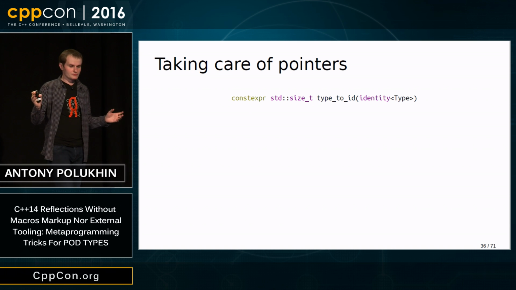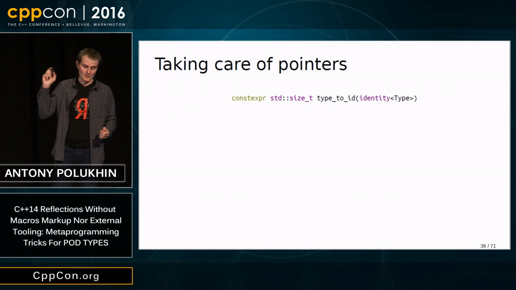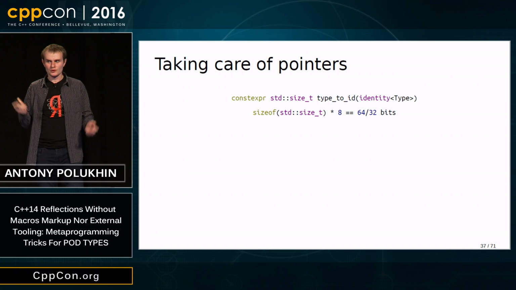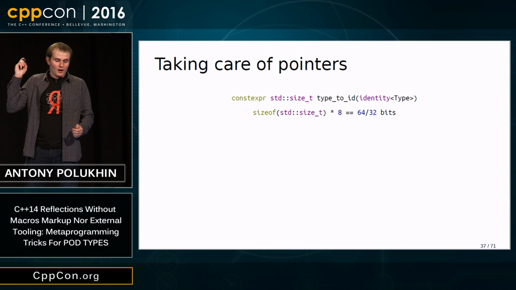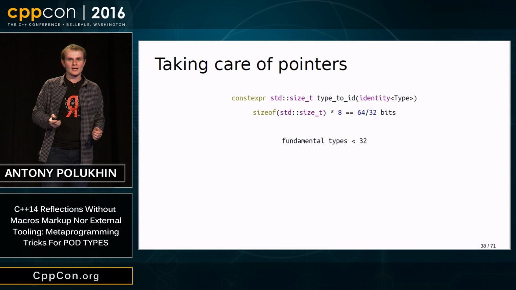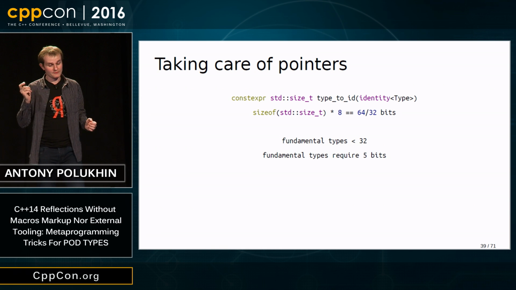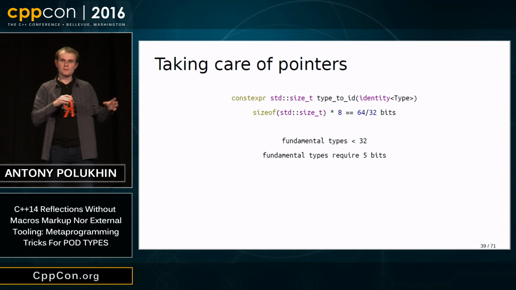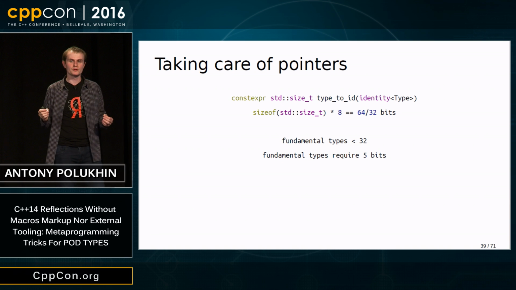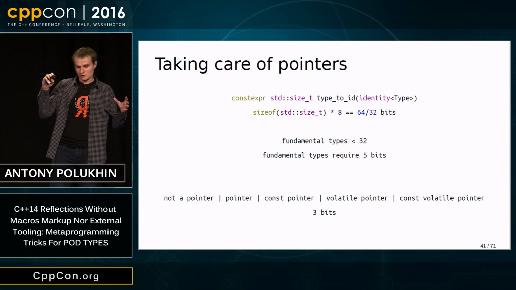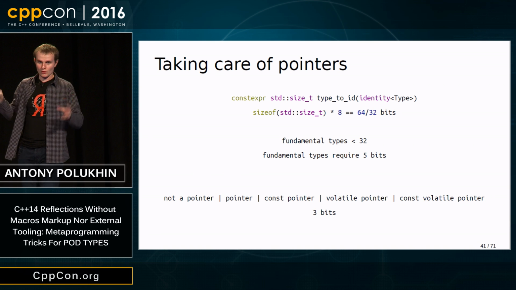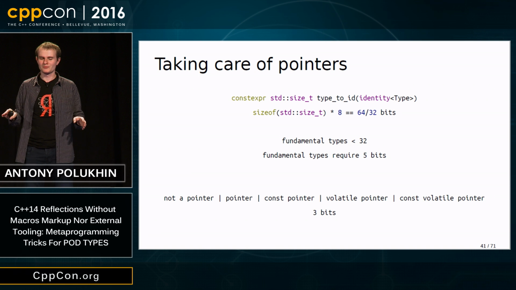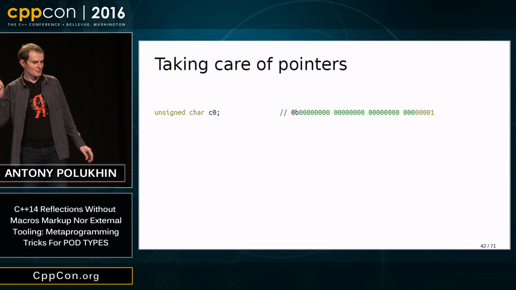We've got a type-to-ID function, and it returns std::size_t. Size of std::size_t is 64 or 32 bits, depending on your platform, sometimes even less. Now, we've got less than 32 fundamental types, and that means that we're using only 5 bits from std::size_t. And that means that we could reuse the remaining bits to encode information about the pointers. We've got not so many combinations, like pointer, const pointer, volatile pointer, all of them fit into 3 bits. Now, at this point, nobody understands what I'm talking about. That's why here's an example.